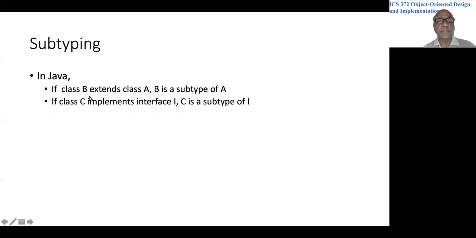In Java, if you have a class B that is a subclass of A, that is, if you write public class B extends A, then any object of type B is also of type A. In effect, B is a subtype of A. The second thing is, if a class C implements an interface I, then an object of type C is also an object of type I. So C is a subtype of I.